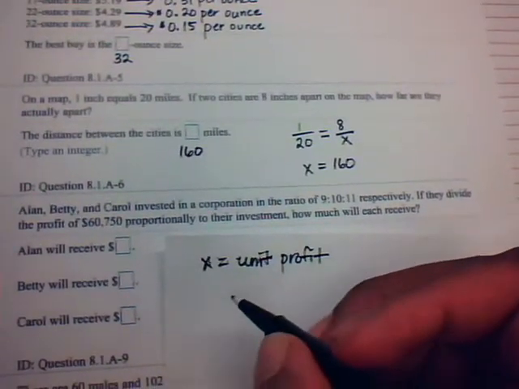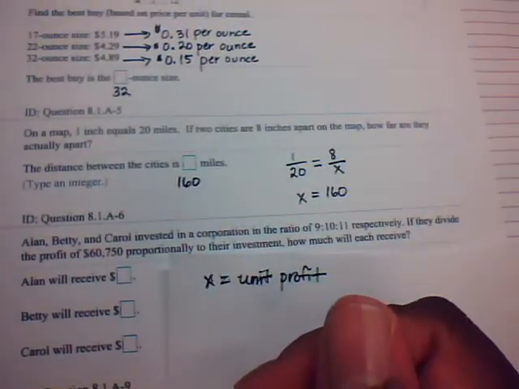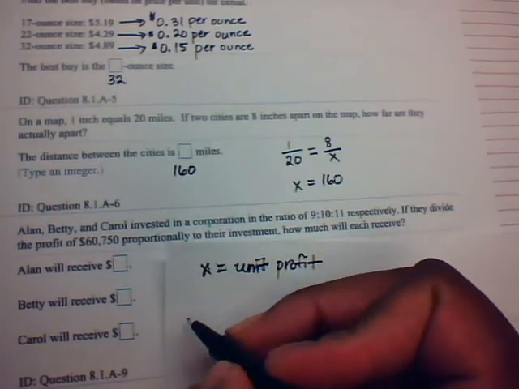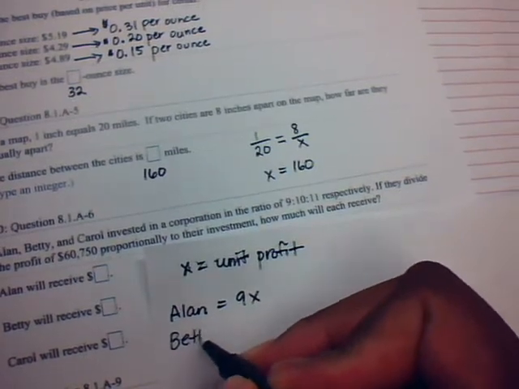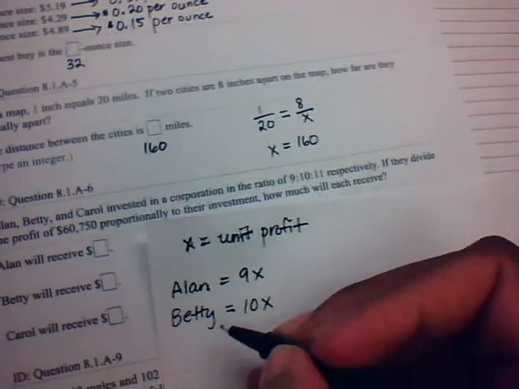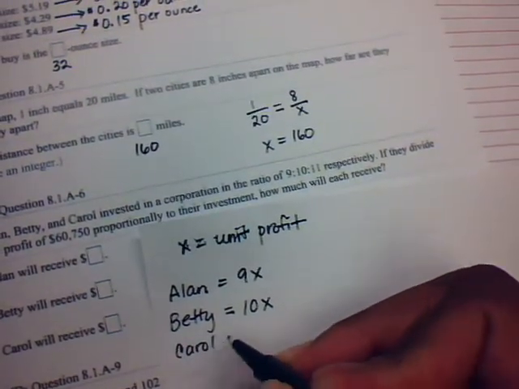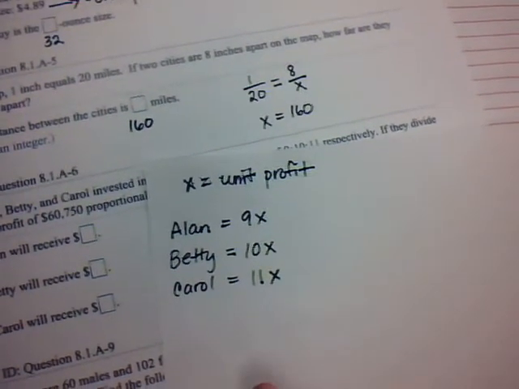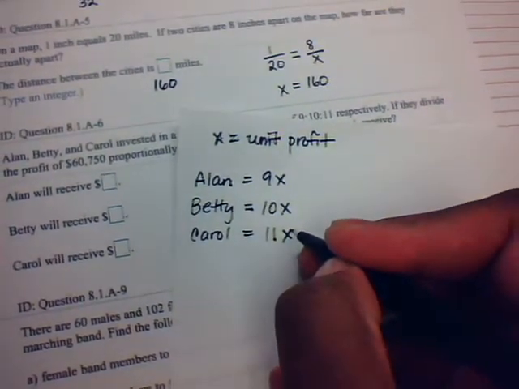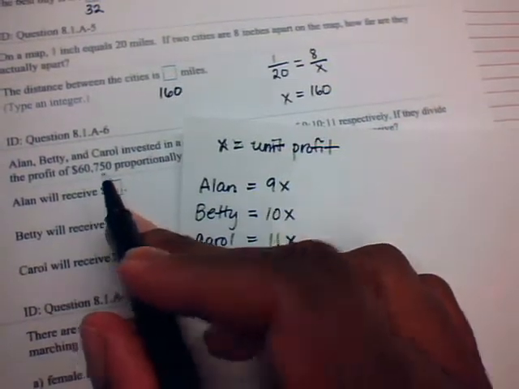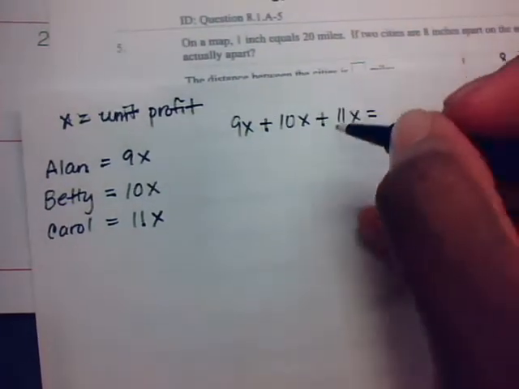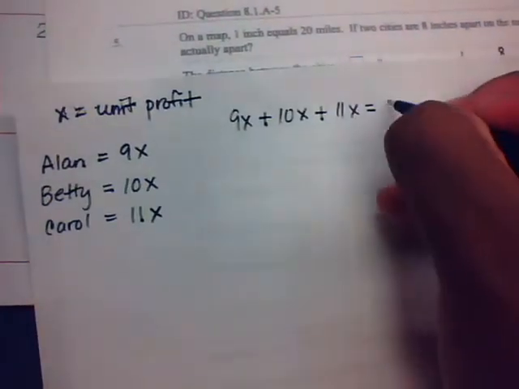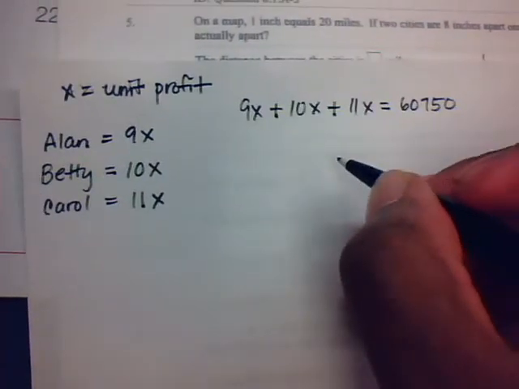In this case, we're told that Alan is going to receive 9 times whatever the unit profit is. So for Alan, it's going to be 9x. For Betty, it's 10 times whatever the unit profit is, or 10x. And for Carol, it's 11 times the unit profit, or 11x. So if you add these variables together, it should total $60,750. So the equation that we will have is this: 9x plus 10x plus 11x, and that's equal to 60,750. That's the equation that we will use.